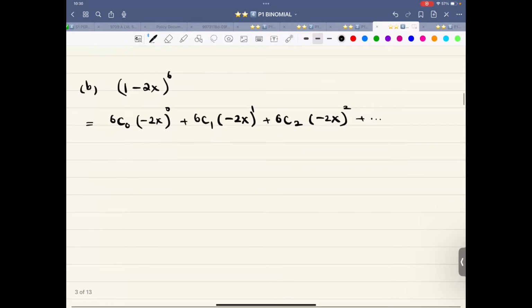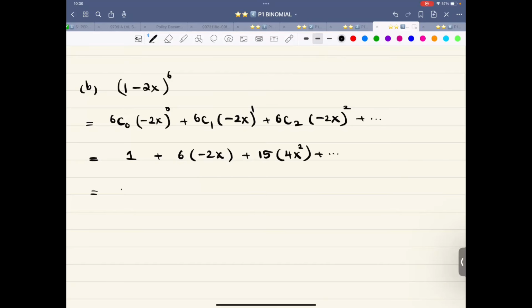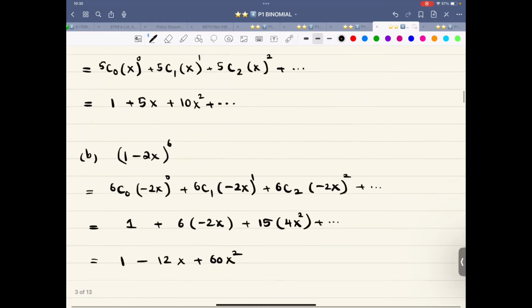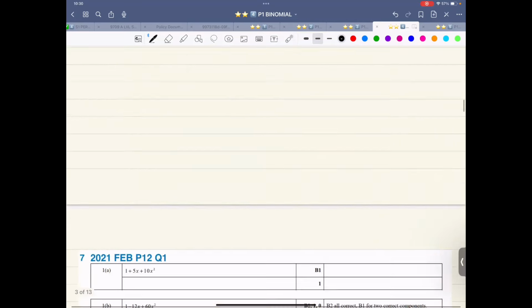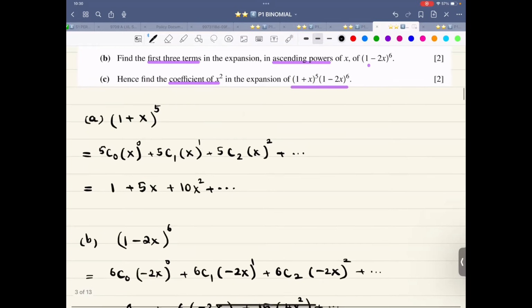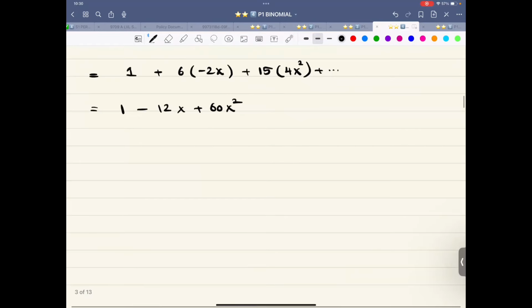Take care of the positive negative sign. The first one is positive, 6c1 is 6. This is negative 2x. 6c2, that is 15. And this is 4x squared, and so on. This is 1 minus 12x plus 60x squared. Let's double check. 1, 5, 10, 1 minus 12, 60. Perfect. Multiply it out to get coefficient of x squared.